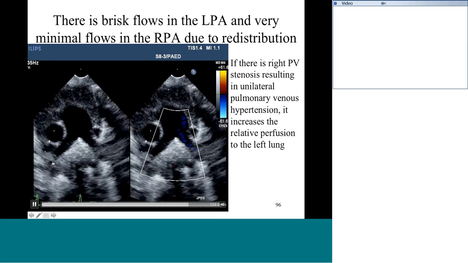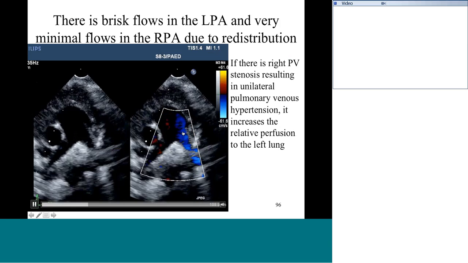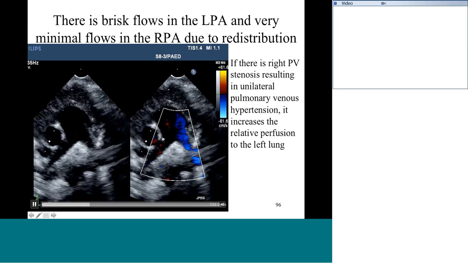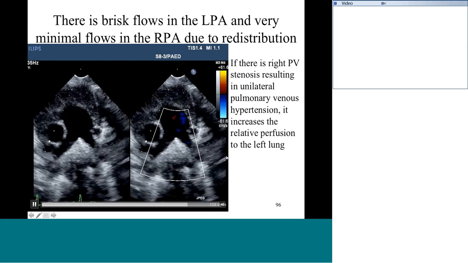You see what is happening. There is a right pulmonary artery, there is a left pulmonary artery. Color flow is there. Left pulmonary artery is having color flow deep inside. Right pulmonary vein is not having color flow. So that means right pulmonary artery is not getting adequate blood supply.